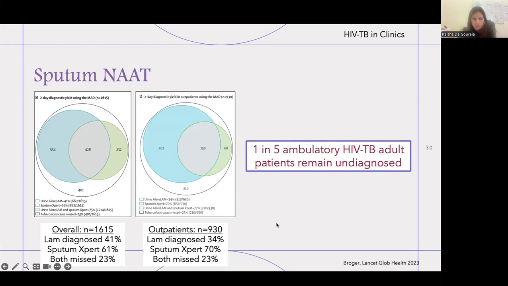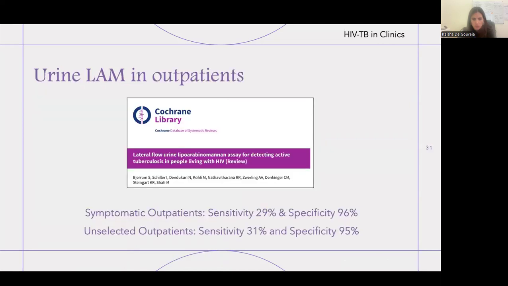So well, close to 1 in 4, 1 in 5 ambulatory HIV-TB adults remain undiagnosed by these two tests. Urine LAM, with regards to its use in outpatients, has a slightly lower sensitivity overall, sitting at around 29 to 31%, which is quite low. But specificity is a little bit higher, at around 95 to 96%.